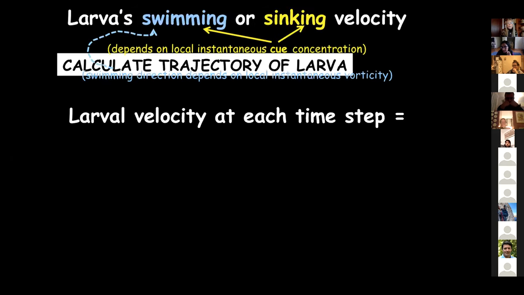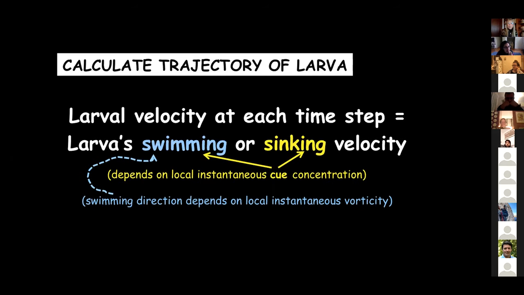At each time step, the larva is either swimming or sinking. It looks at the brightness of the pixel it's sitting in and decides which it's doing. So that behavior choice depends on the local instantaneous Q concentration. If it's sinking, it always goes down, but if it's swimming, its swimming direction depends on the local instantaneous vorticity, because as it's swimming, it's being tumbled in the eddies it's swimming through.